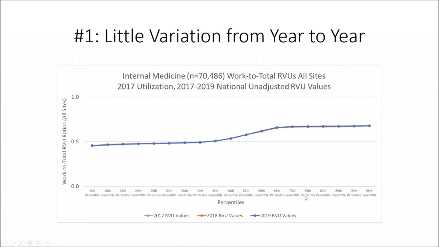The first major observation from the provider utilization and RVU data is that there is very little variation in the unadjusted national relative value units from year to year. This chart illustrates the effect of calculating the ratio of work to total RVUs for a sample of Medicare utilization for over 70,000 internal medicine physicians using unadjusted national RVU values for 3 different years. The distribution of work to total RVUs from year to year are virtually identical for all internal medicine physicians between the 5th and 95th percentiles.